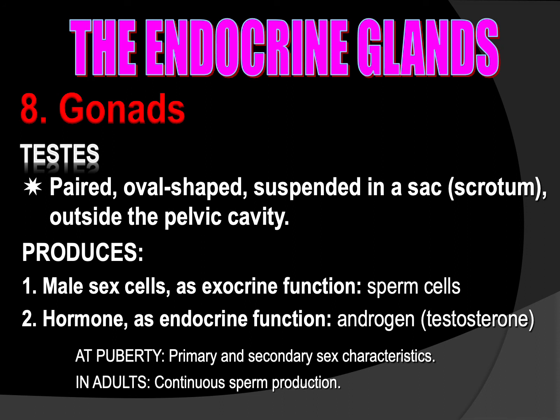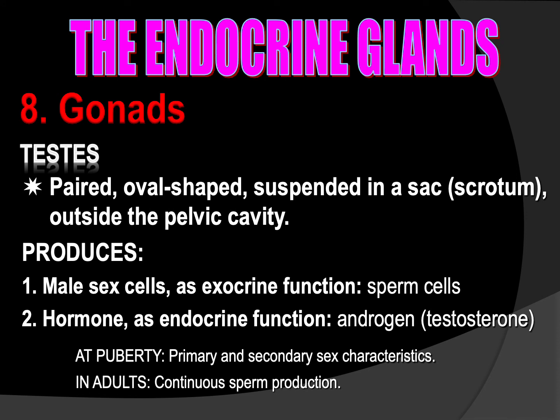Pero nauubos ba siya? Hindi. Sperm cells are produced consistently from puberty to lifetime. In males, ibang-iba. Because egg cells are produced intrauterine, mature in cyclic pattern until it stops at menopause. Hormones, as an endocrine function ng testes, are androgens or testosterone.